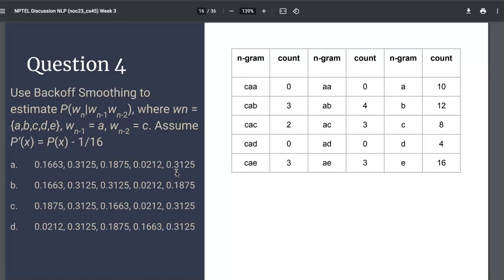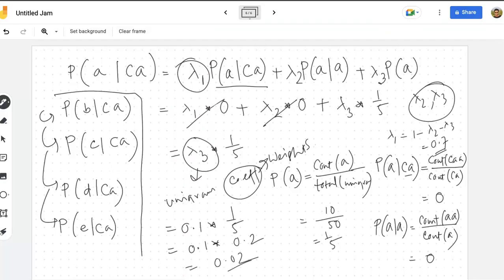Okay, let's move on to the next question. So what is the question? The question is that they use back-off smoothing. It is the same question, but they are asking with a different smoothing algorithm. So here they are asking about back-off smoothing. So what is back-off smoothing? Just to recall, if you can recall it.